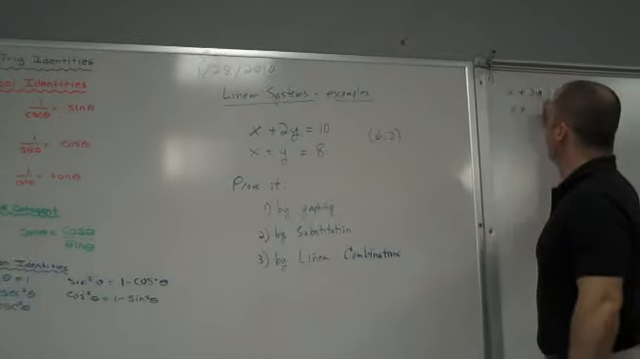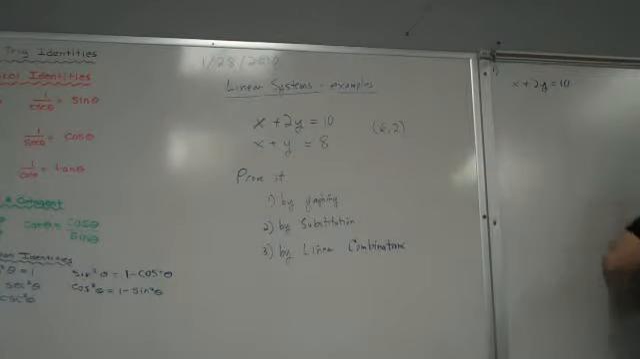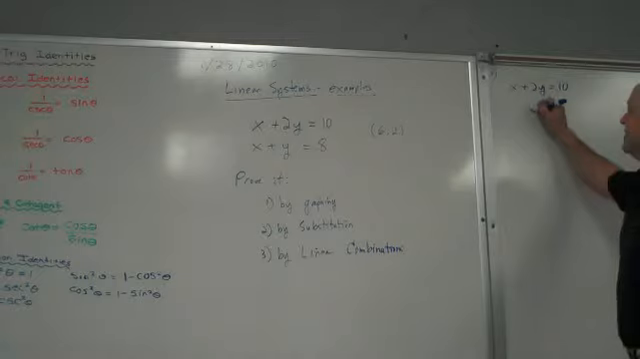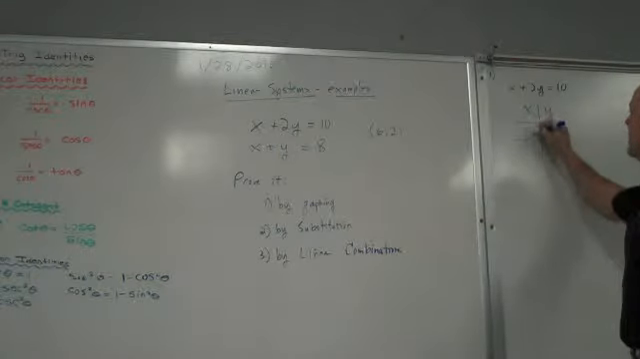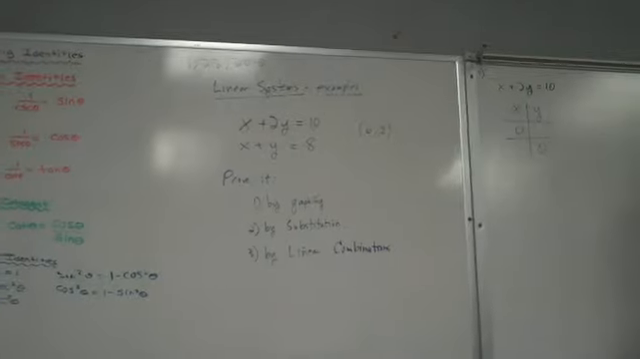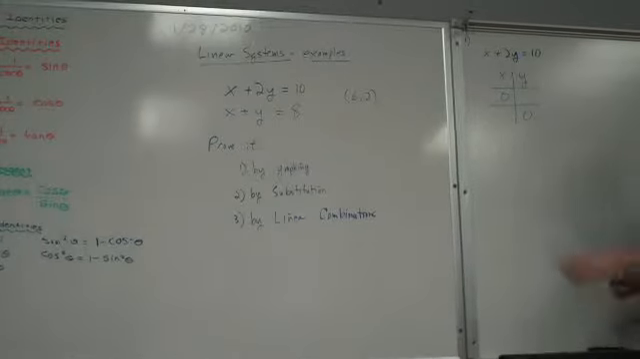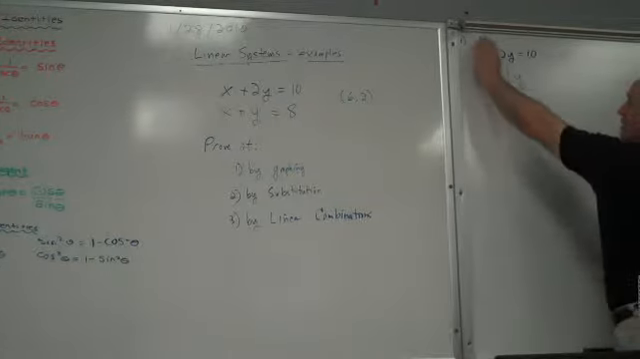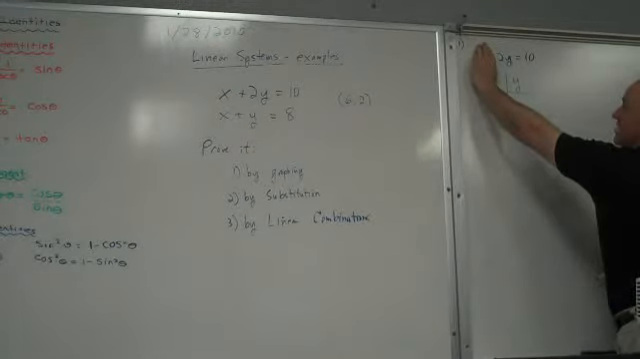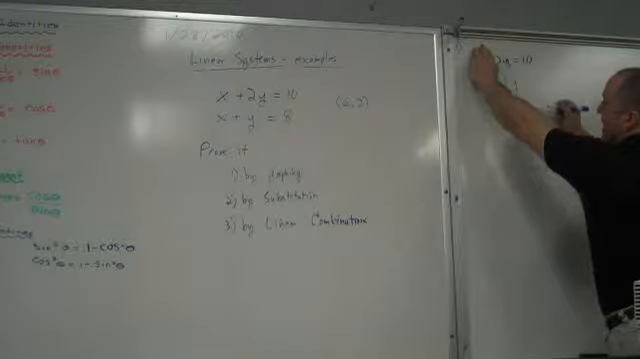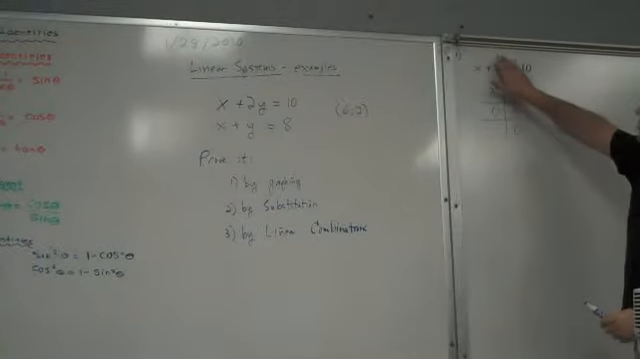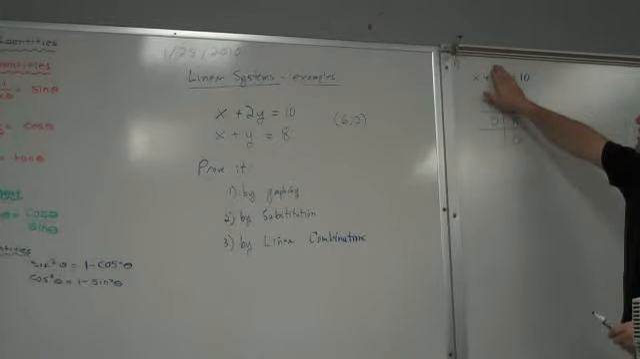But for the first one, if I just want to graph x plus 2y equals 10, I make this table. Now, if x equals 0, then 2y equals 10. So what does y equal? 5. And if y equals 0, then the whole 2y goes away. And then what does x equal?